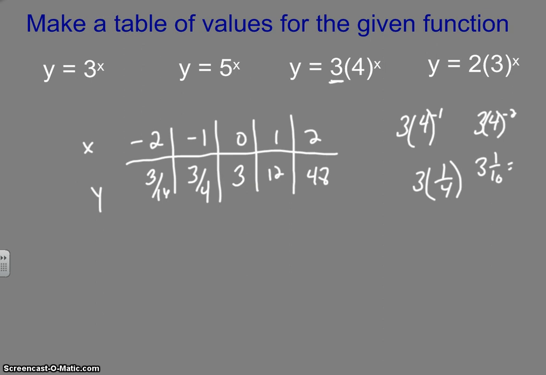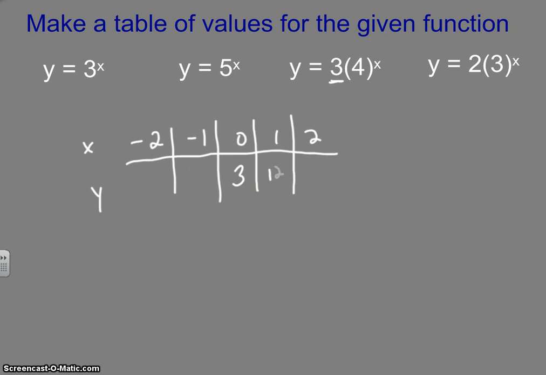And that one's done. Let's back out of this and look at our next one. This is 2 times 3 to the x power. Well, 3 to the 0 power is 1. 1 times 2 is 2. 3 to the first power is 3. 3 times 2 is 6. 3 to the second power is 9. 9 times 2 is 18.